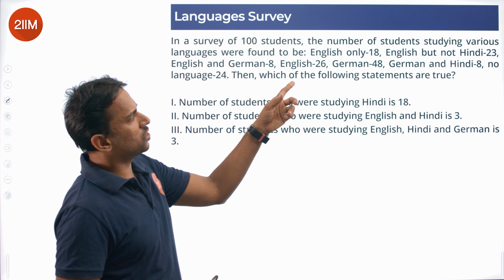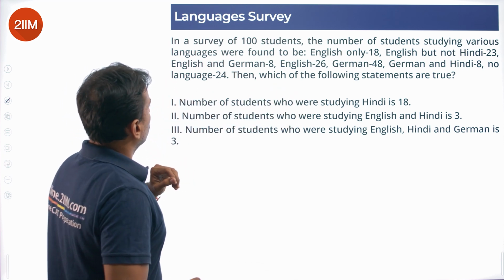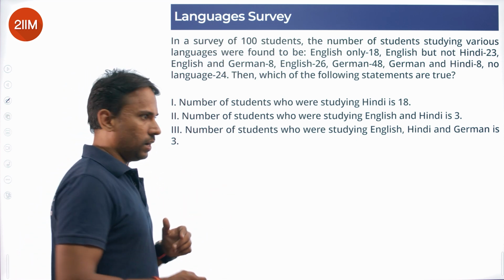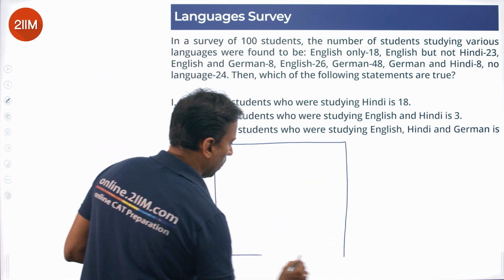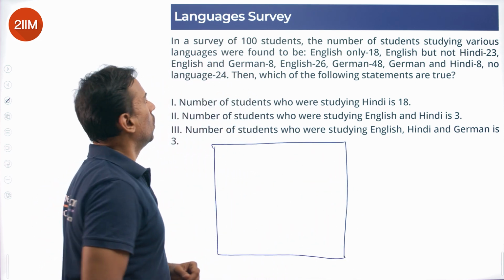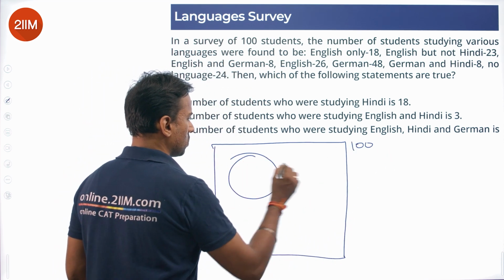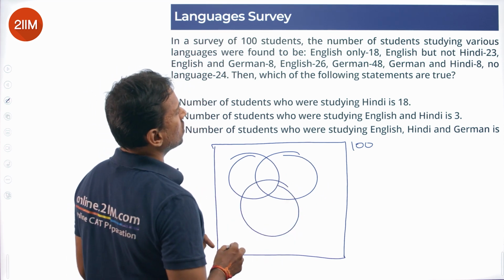So we have English but not Hindi, English and German. So overall we have 3 languages. Fine, okay. That means it's better to put a Venn diagram. So we'll have a big Venn diagram, and we'll have 3 sets. Totally there are 100 students. We have 3 sets. So what about the 3 languages? We have English.